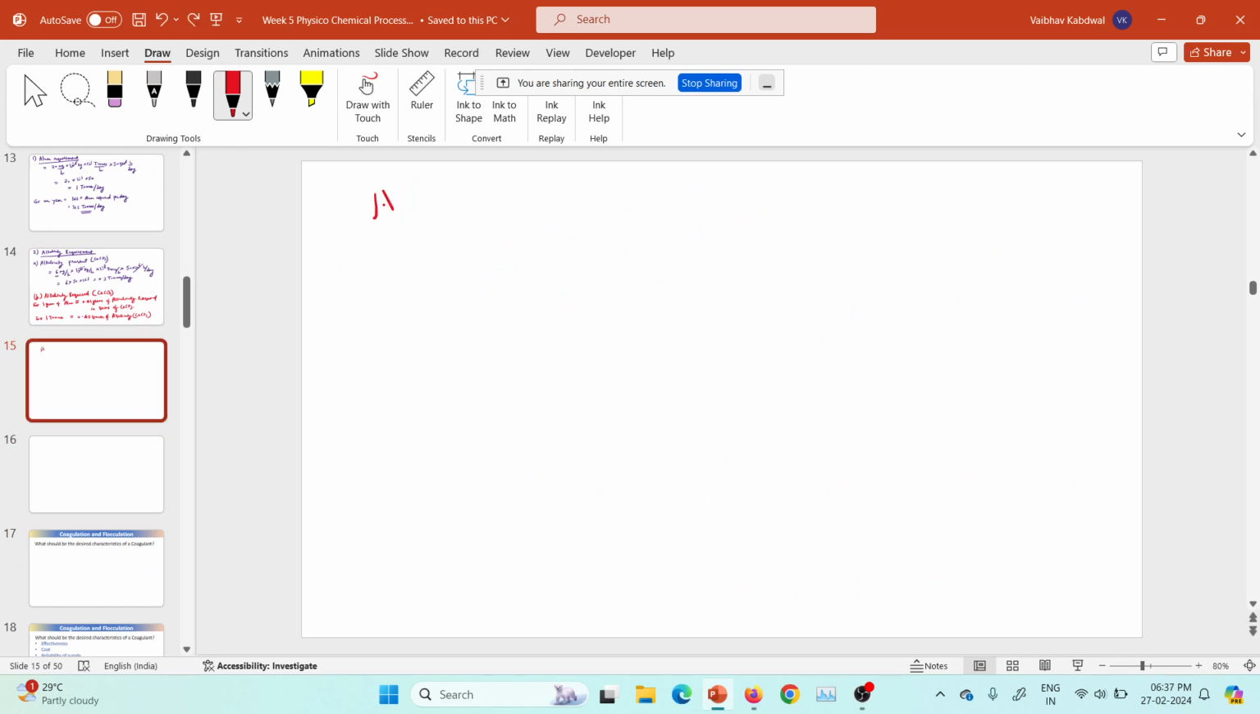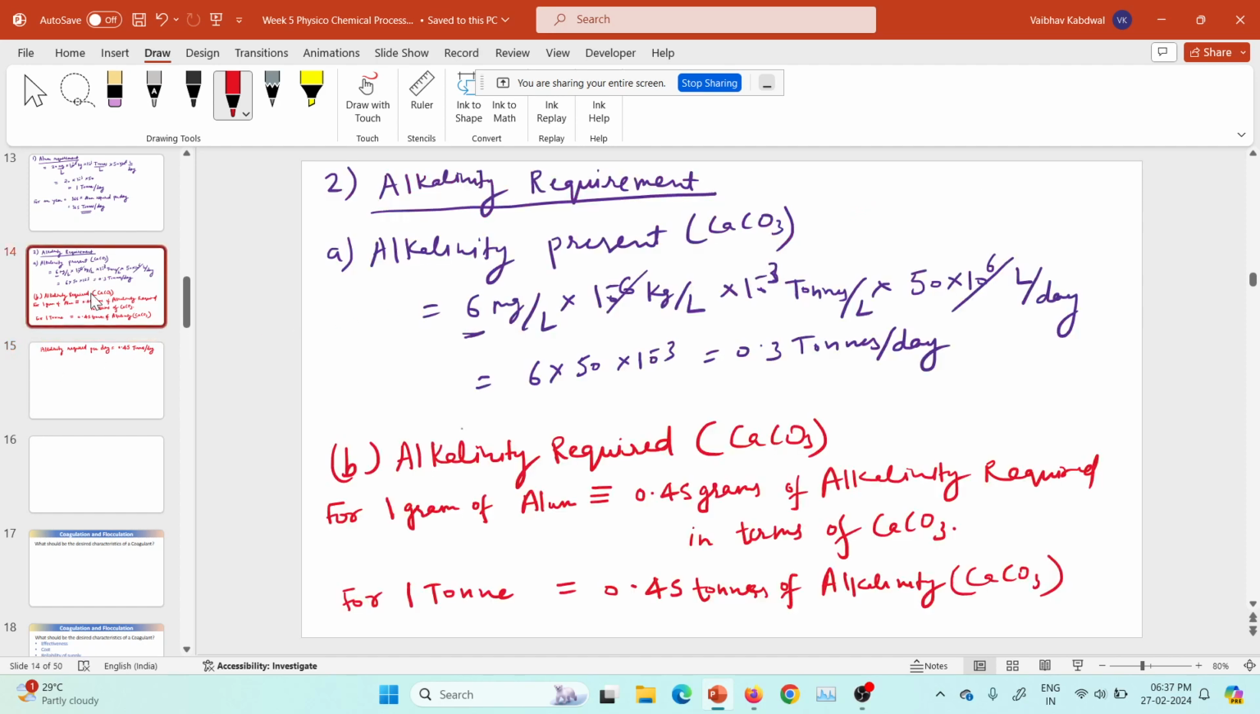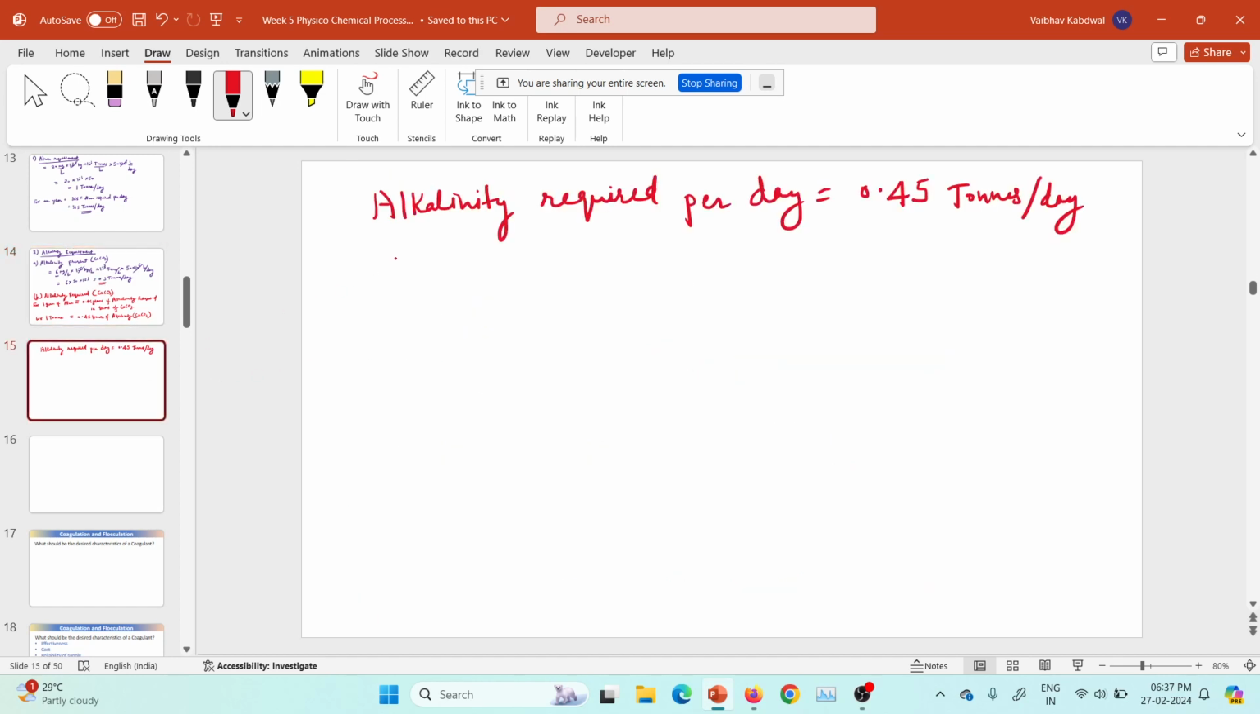So now what we can conclude, alkalinity required per day is 0.45 per day. Alkalinity required per day is this much. So how much alkalinity was present? It was 0.3 only. So now, alkalinity to be supplied.